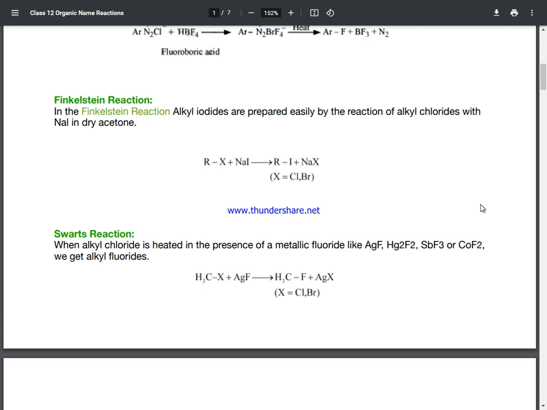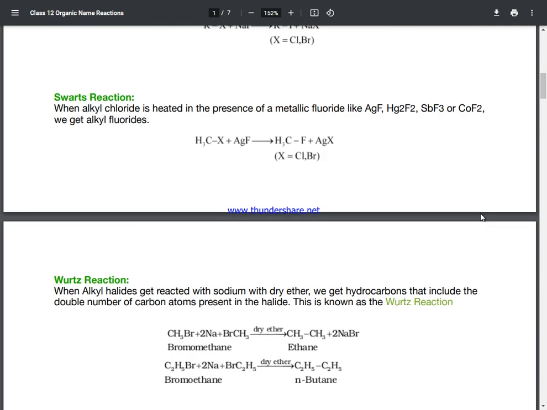Finkelstein reaction. In the Finkelstein reaction, alkyl iodides are prepared easily by the reaction of alkyl chlorides with sodium iodide in dry acetone. Swarts reaction. When alkyl chloride is heated in the presence of a metallic fluoride like silver fluoride, Hg2F2, SbF3 or CoF2, we get alkyl fluoride.